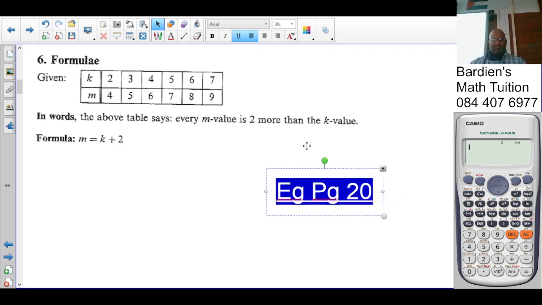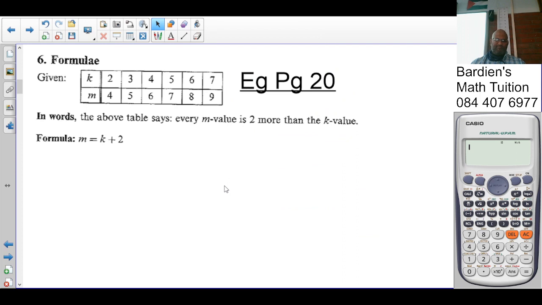Looking at the examples on page 20 for formula, I want you guys to write down the following. We are given a table. You got the K row there, which is 2, 3, 4, 5, 6, 7, and M, 4, 5, 6, 7, 8, 9. You write what it says in words, and your formula. Now I'm going to explain to you what's happening, okay?